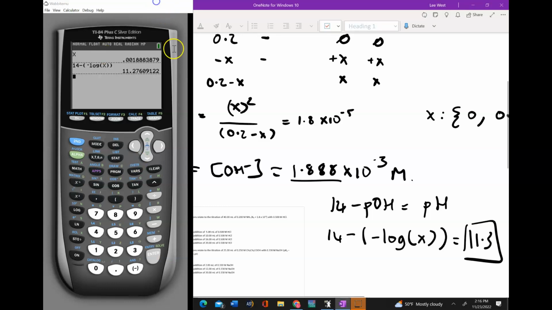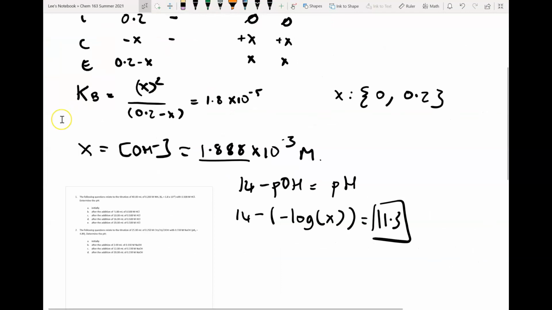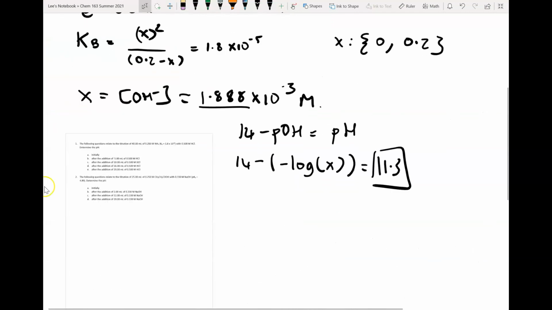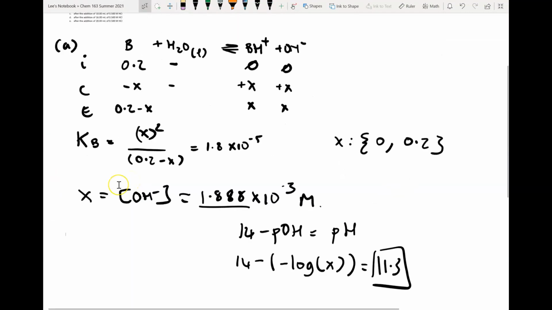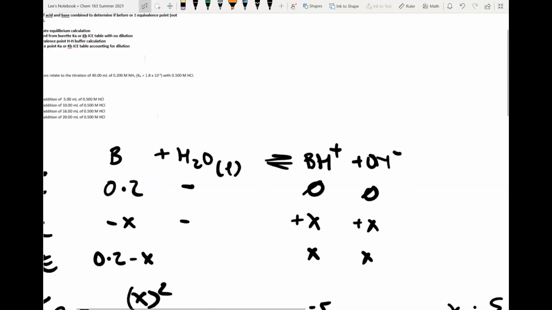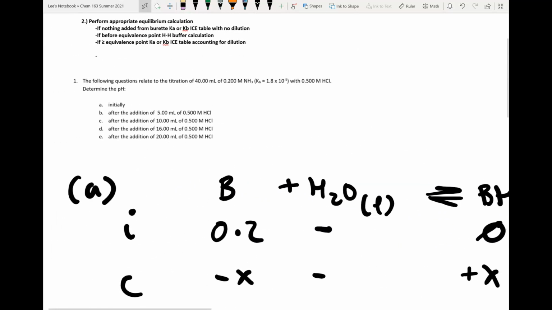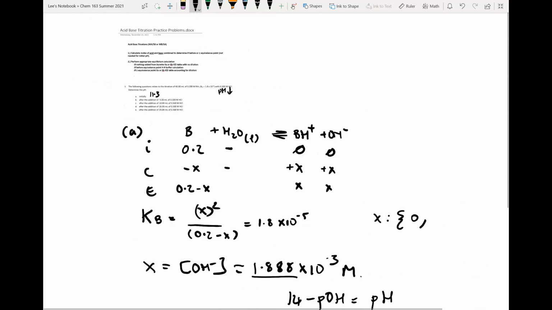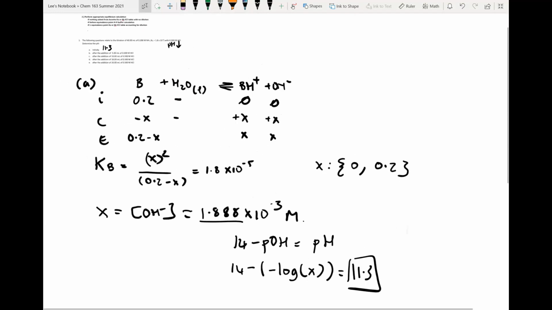Okay, so thinking about our problem, what we're going to do now is we're going to add acid as we go through here. Okay, so if this was 11.3, then as I add acid, the pH should go down. So I want to be mindful that as I add more and more acid, the pH should be getting lower and lower, and if it's not, then I'd go back and check my calculations.